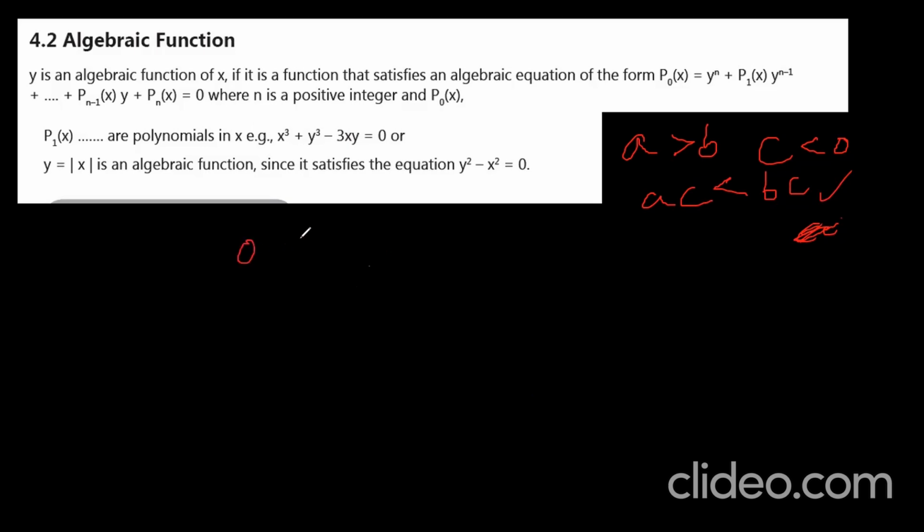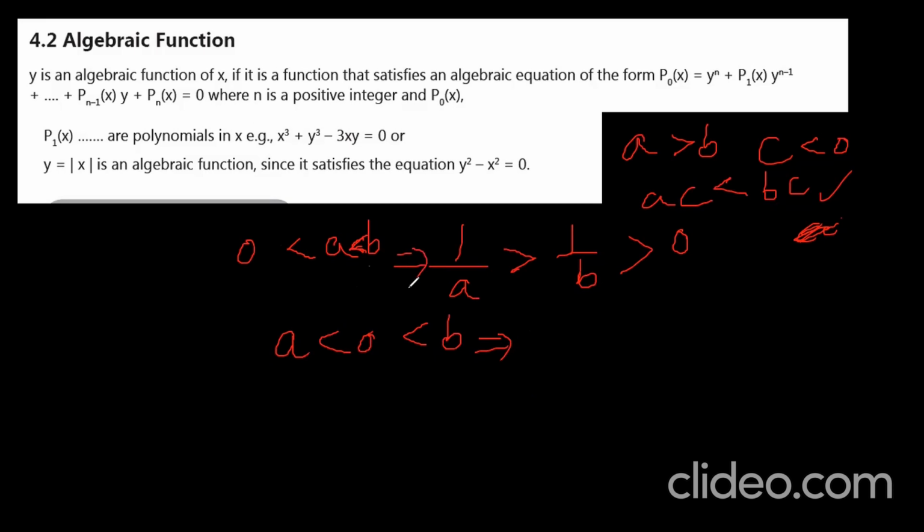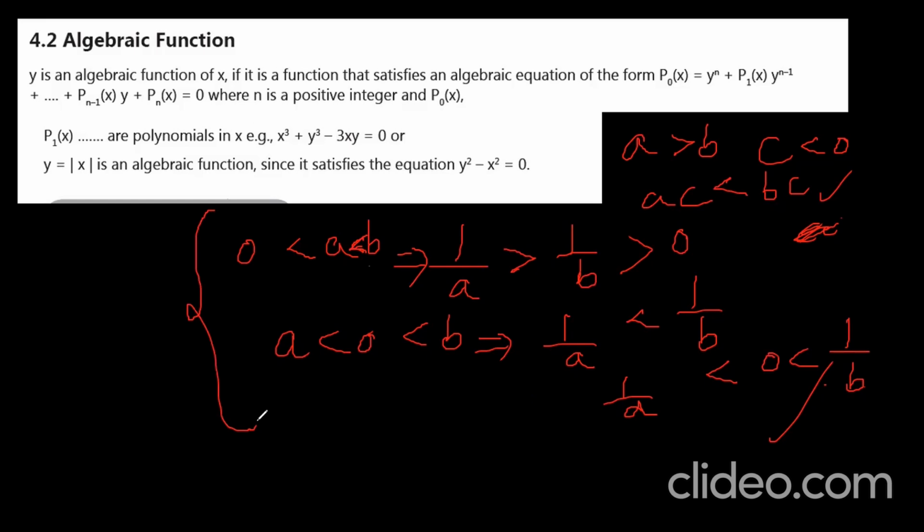Other way, I am taking if a lies between 0 and b. Then what happens? 1 by a is greater than 1 by b, greater than 0, right? Okay. If I am taking a less than 0 less than b, what does this imply? 1 by a is less than 0 less than 1 by b. Correct? Okay. Very good. This is about the real numbers and the properties involving ordered relations.